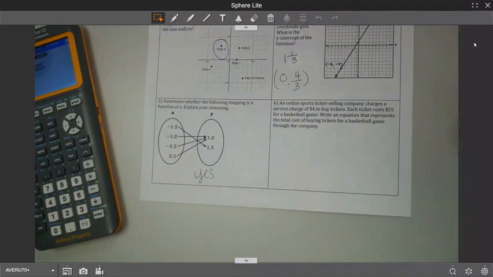An online sports ticket company charges a service charge of $4 to buy tickets. Each ticket costs $55 for the basketball game.